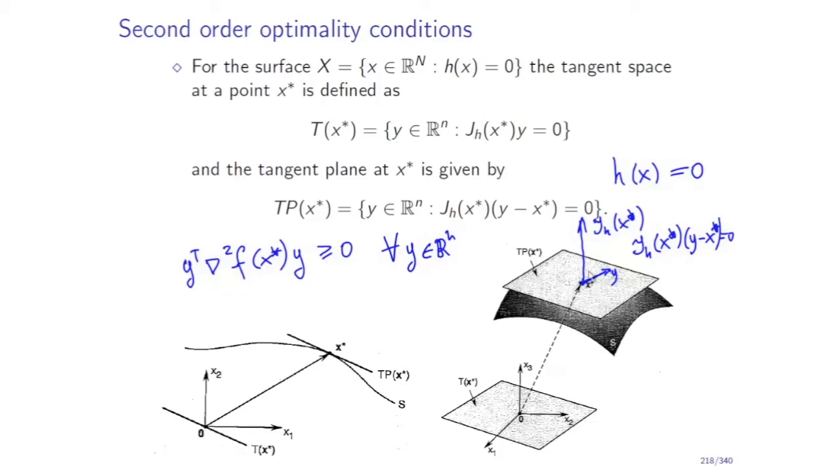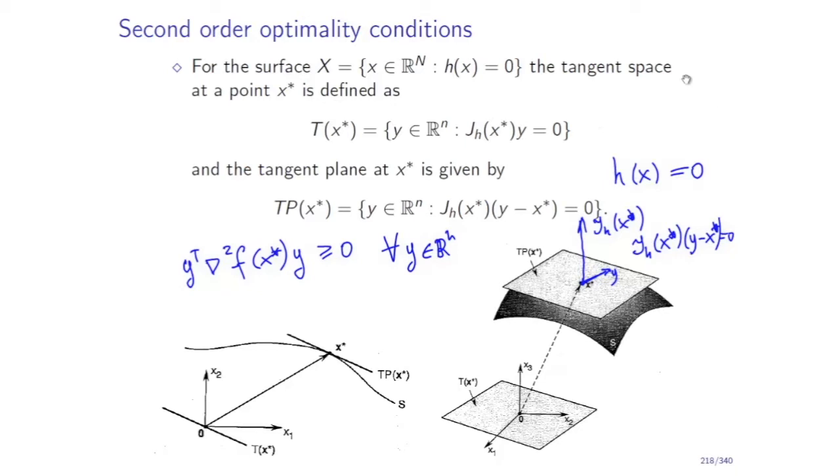If we move this tangent plane to the origin, so if you move x star to the origin, then what we get will be the tangent space. The tangent plane becomes the tangent space, and the corresponding equation to define it is the set of all y's in R^n such that the Jacobian times y is equal to 0. We denote this by T of x star, and we call this the tangent space.